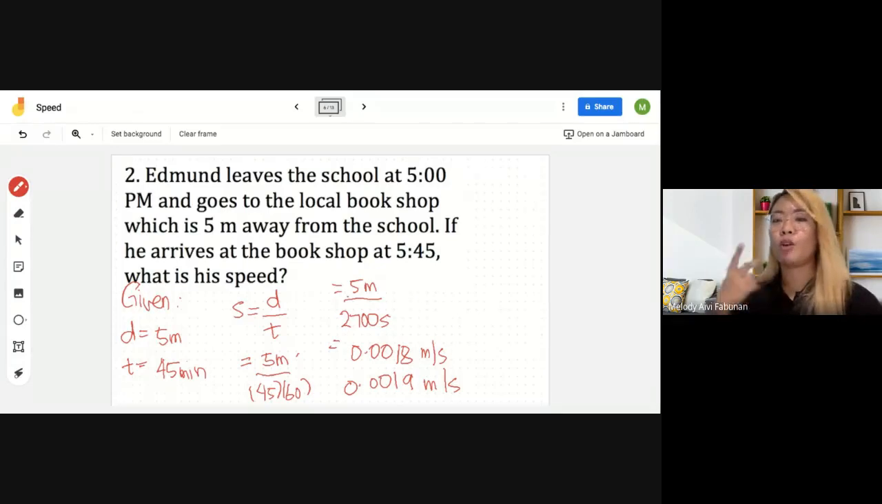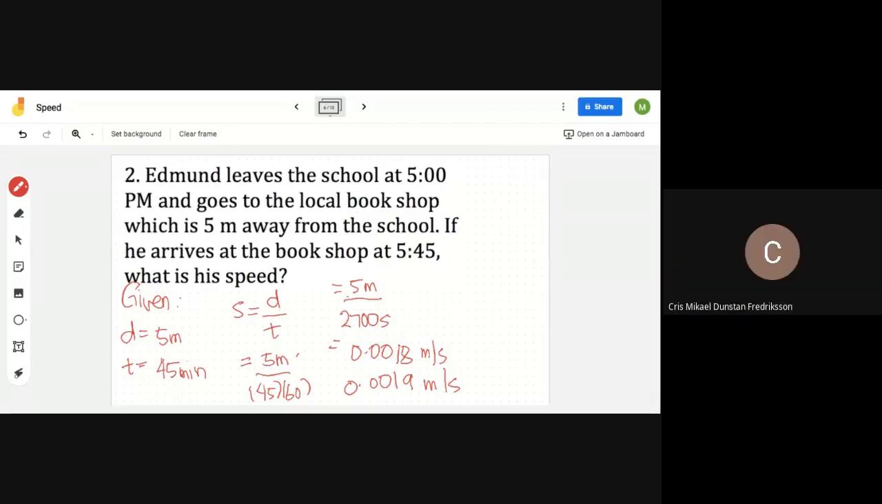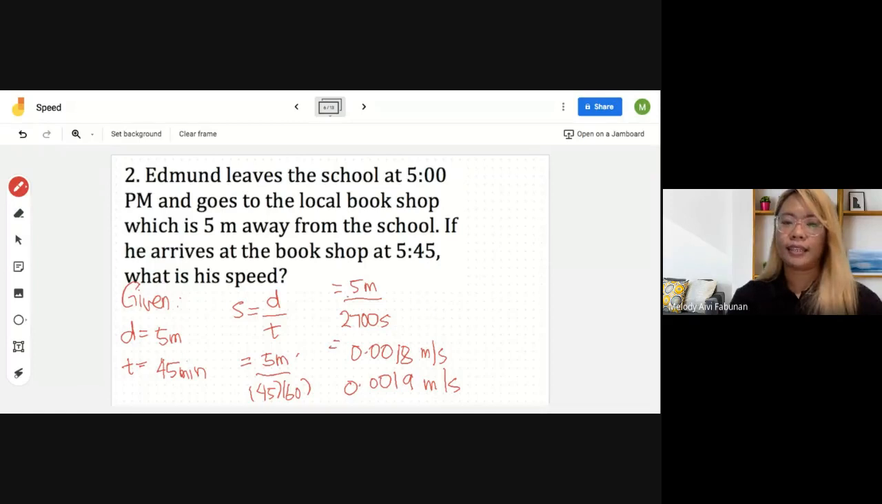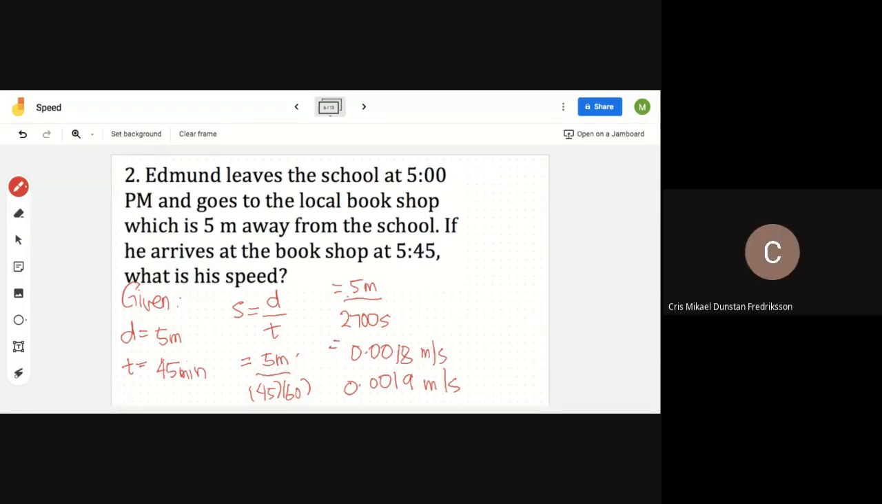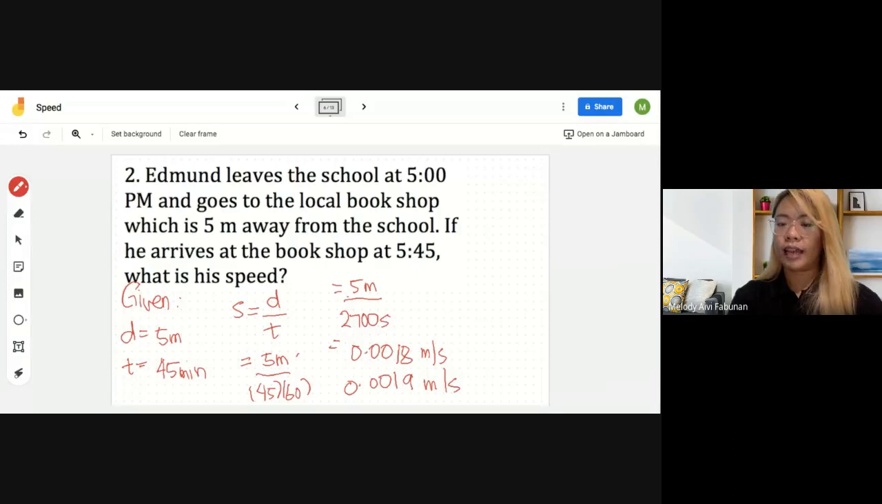Okay? So, taas po ng kamay. Sino ang nakakuha ng tamang sagot natin? Si Dante, si Jared, si Reynald, okay, si Kadesh. How about the other students in the meeting room? Nice one, Ayana. Reynald. Ayana, okay ba tayo?